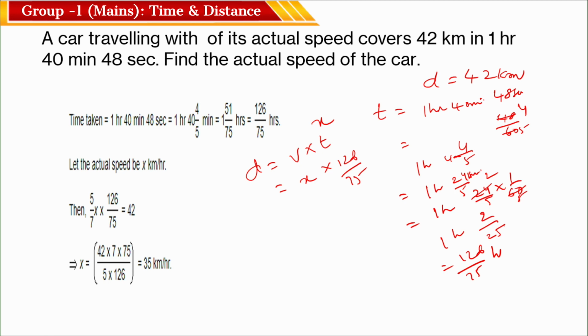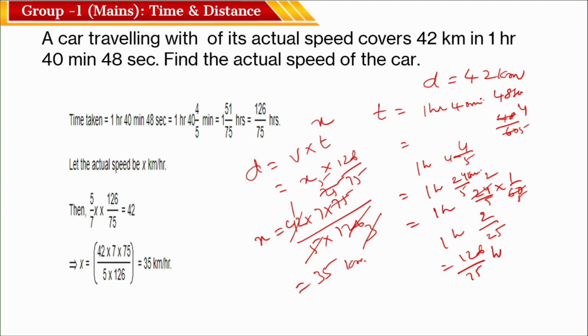So when you simplify it, x is equal to 42 into 75 by 126, which gives 35 kilometers per hour. In this way, you can calculate the actual speed of the car, clear?